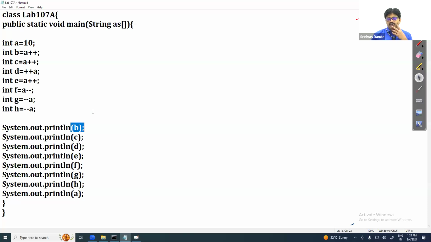So start with printing B first. You have to answer this now. Take your time. If you answer this, then you are super good in increment and decrements. Prefix, postfix, all done. Quick.